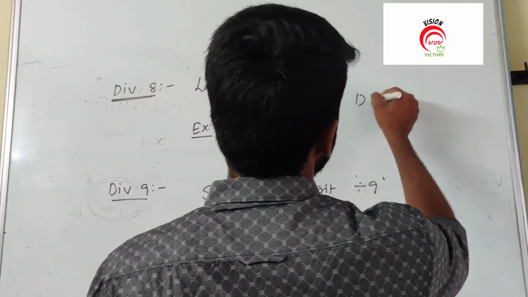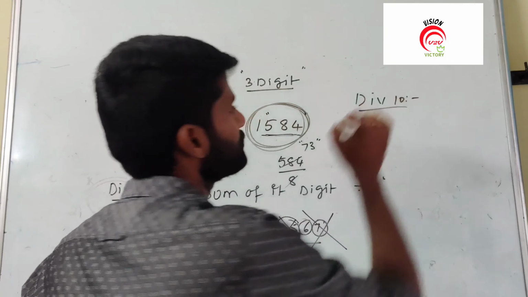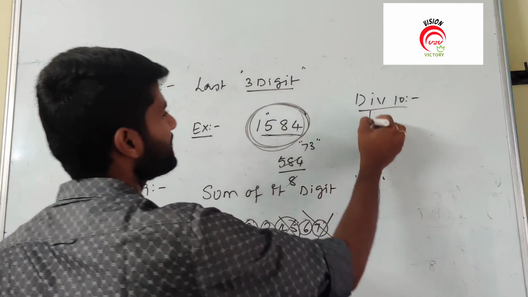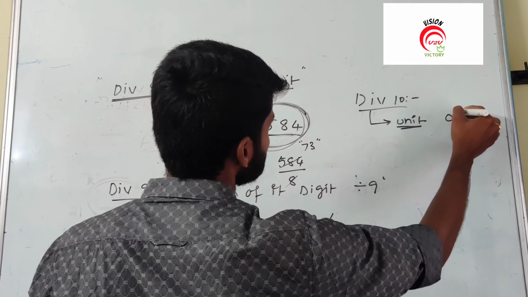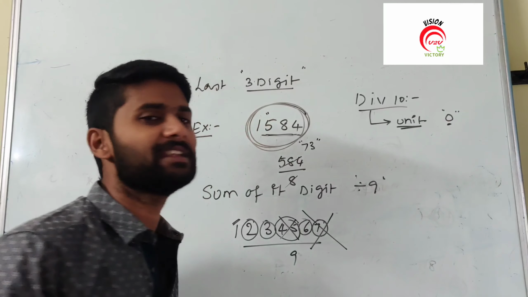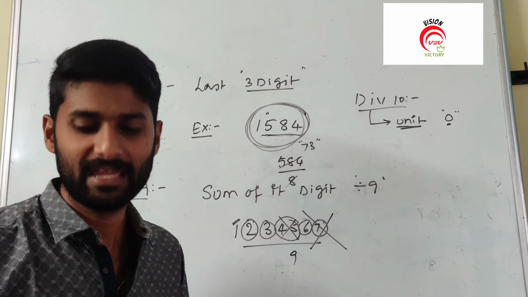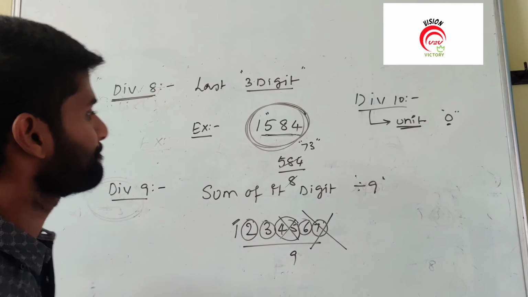Next one, divisible by 10. Divisible by 10 is definitely a simple thing. Simply, the units place should be 0. If the units place is 0, definitely that number is always divisible by 10. So this is the rule of 10.